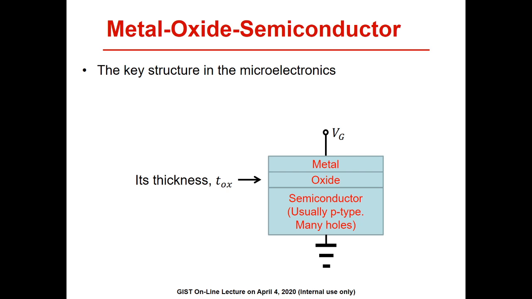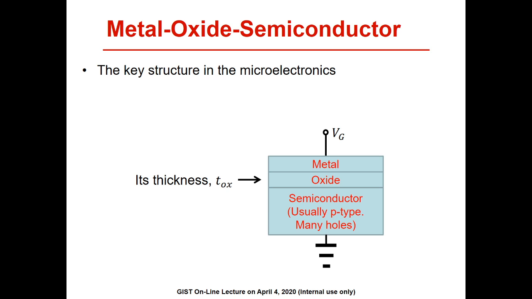The semiconductor, in most cases silicon, is doped with impurities. When we want to use electrons as charge carriers, p-type dopants are introduced. On the other hand, when we want to use holes, n-type impurity atoms are doped.